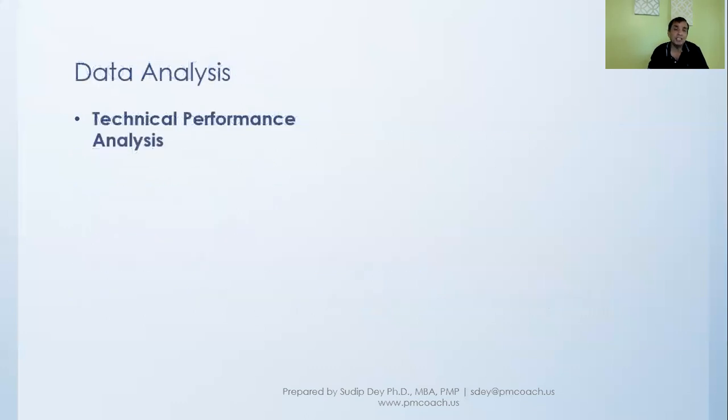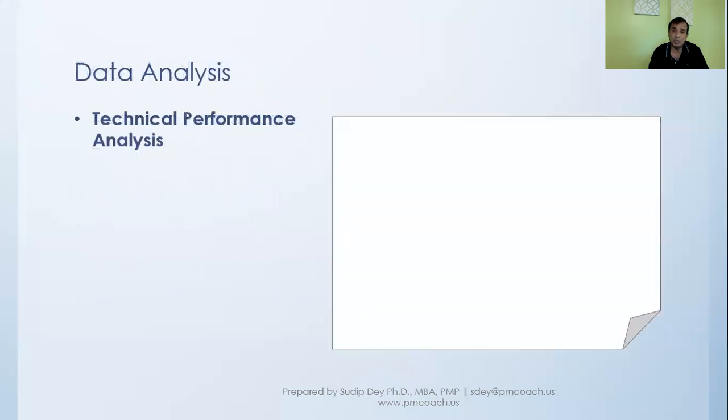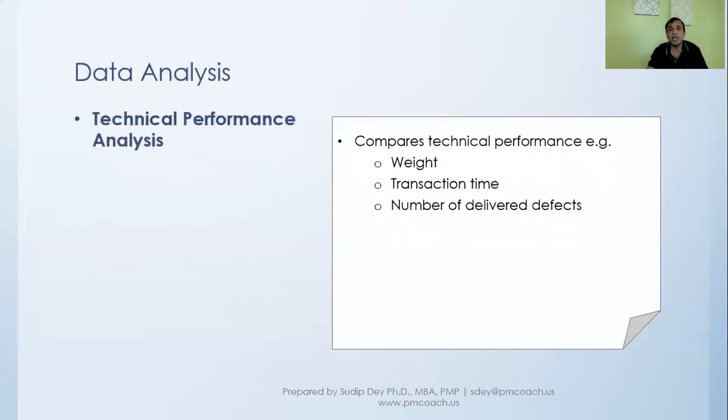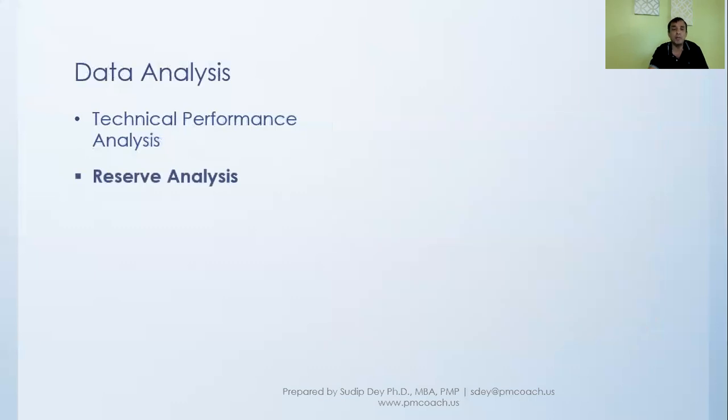Some of the data analysis that we'll be looking at is technical performance analysis. Basically, we are comparing the technical performance, which is, for example, weight, transaction time, number of data points, etc. But again, what technical performance we compare when we are monitoring risk will depend from project to project, industry to industry, and so on. It will be based on the context of the project. But whatever definition we take, it should be objective and measurable.